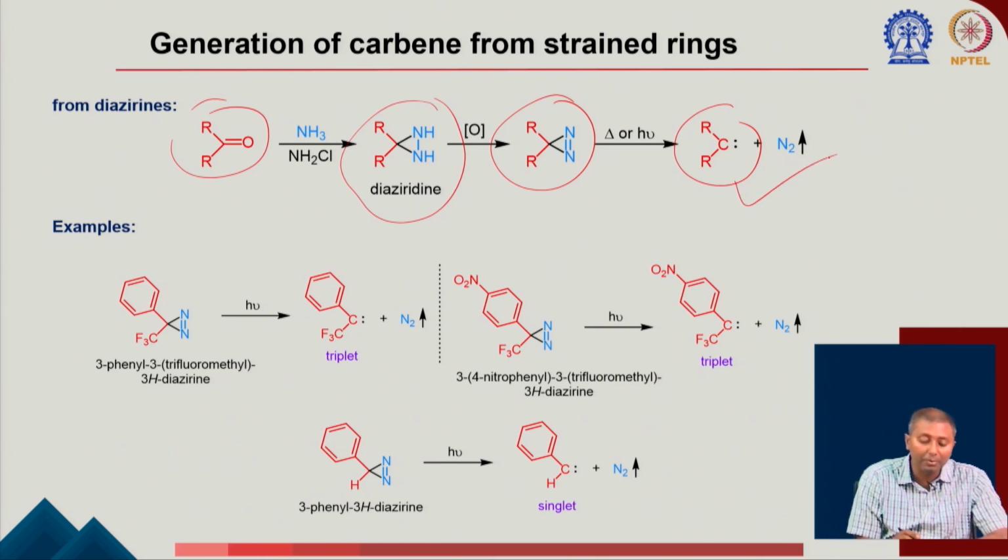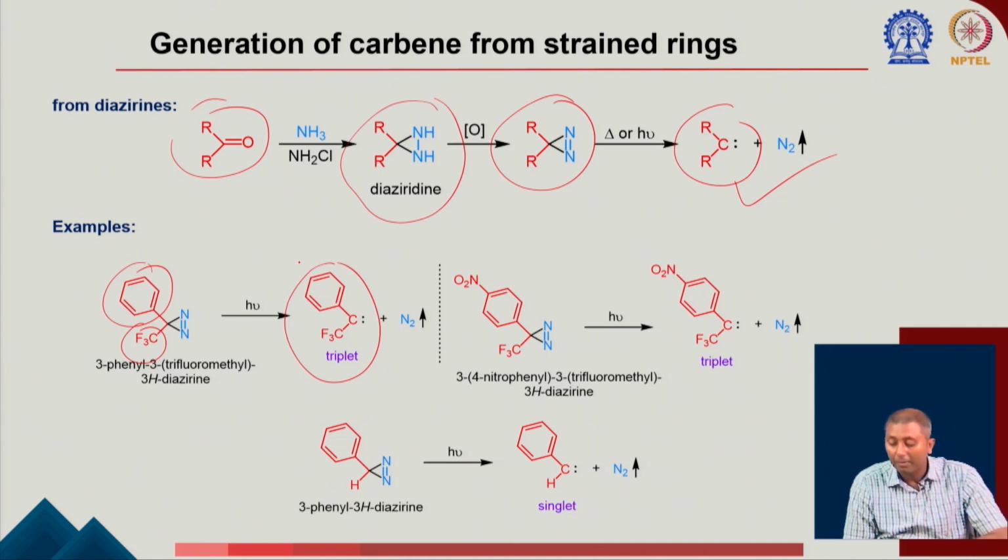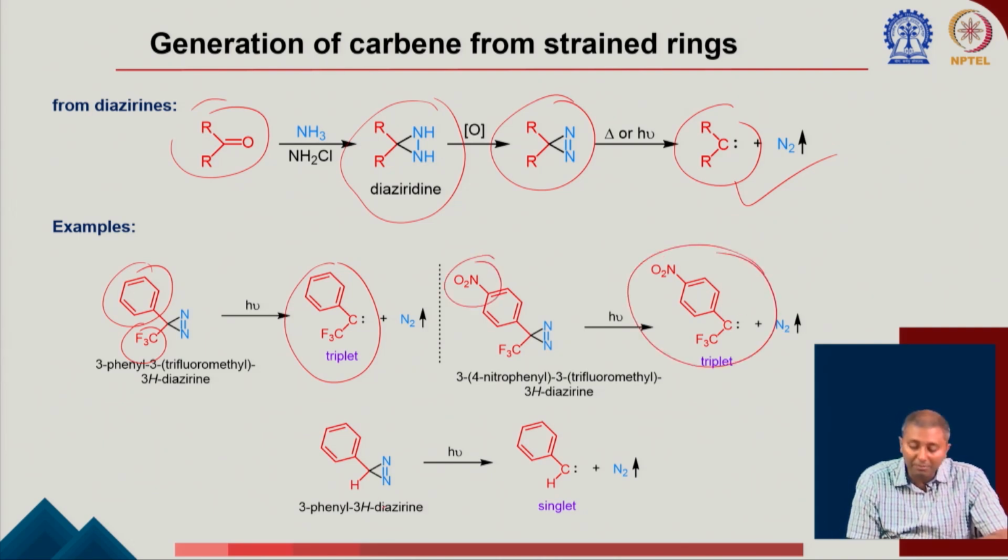Here are some examples. Depending on the different groups here, that means if you have phenyl and CF3, it can generate a triplet carbene under photolysis. Again, here we are showing that if you have a nitro group here, it is also generating a triplet, but if you do not have a CF3 group here, then under photolysis it is generating a singlet carbene.